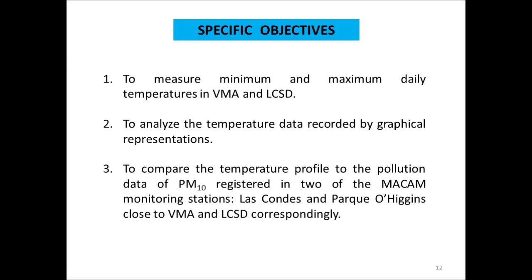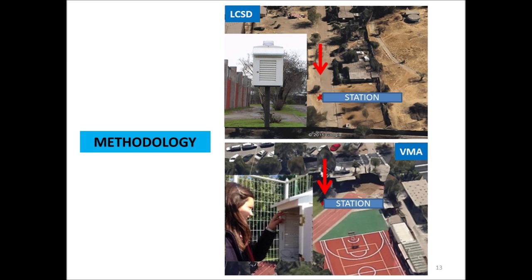1. To measure minimum and maximum daily temperatures in VMA and LCSD. 2. To analyze the temperature data recorded by graphical representations. 3. To compare the temperature profile to the pollution data of PM10 registered in two of the MACAM monitoring stations, Las Condes and Parque O'Higgins, close to VMA and LCSD correspondingly. In this picture, we show both stations. Upper image corresponds to LCSD and the lower to VMA.